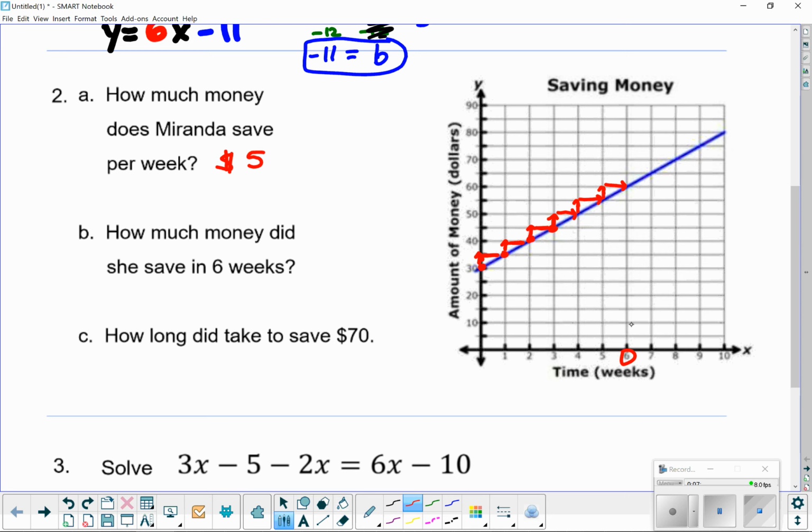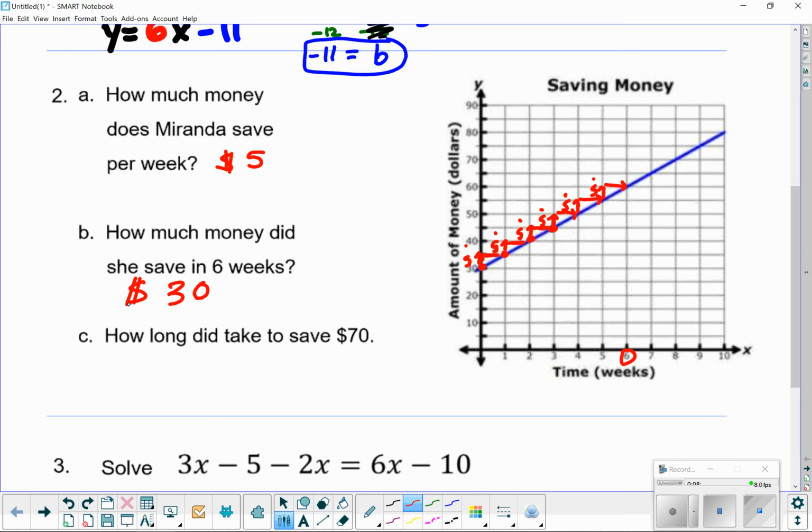So how much did she save? She saved 5 plus 5 is 10, plus another 5 is 15, plus another 5, 20, plus another 5, 25. Let's see. 5, 10, 15, 20, 25. And then she saved another 5 right there. That's 30. Okay. So in 6 weeks, she saves $30.